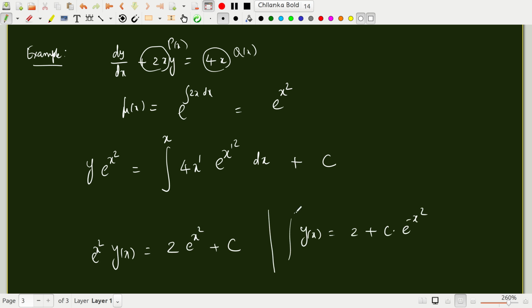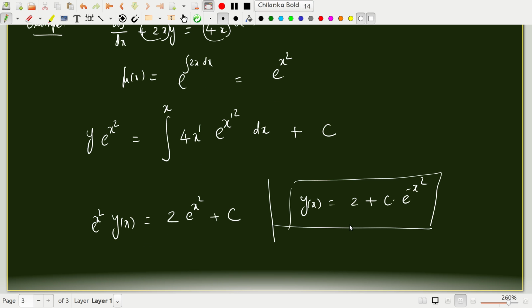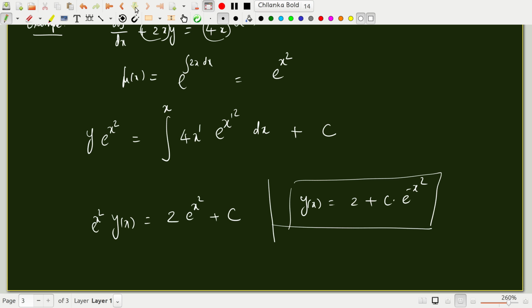Depending on the condition that you have, let's say at x equal to 0, if you know what y is, you can substitute that and find c. That's how one solves these equations. Now let's move to higher order differential equations.